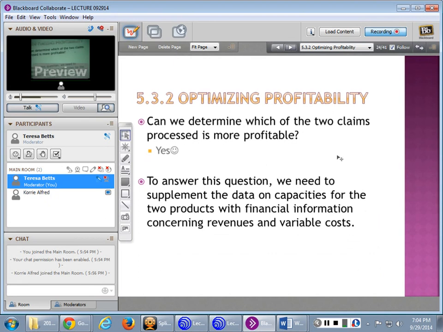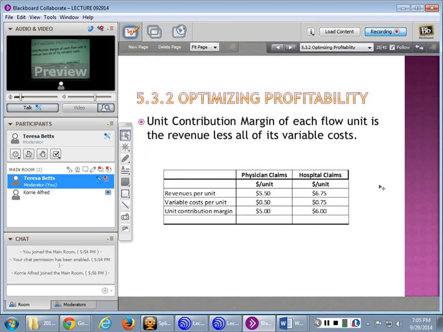So can we determine which of the two claims processed is more profitable? Yes. We can. To answer this question, we need to supplement the data on capacities for the two products with some financial information concerning revenues and variable costs. Okay? So our physician claims are revenue of $5.50 and variable cost of 50 cents. Our hospital claims are $6.75 and variable costs of 75 cents, leaving our unit contribution margin at $5 for a physician claim and $6 for a hospital claim.